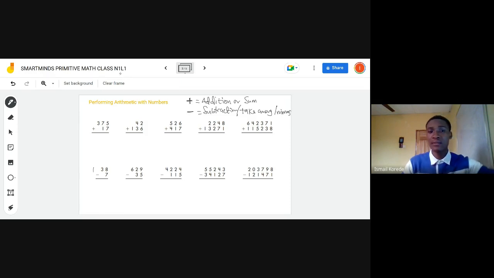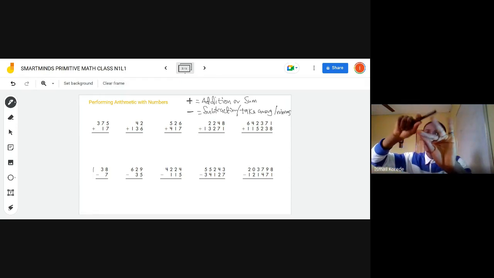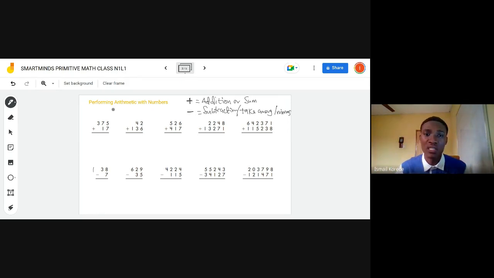Let's take that again. 5 plus 7, you have 7 in your mind, and you add 5. So 5 plus 7 is 8, 9, 10, 11, 12. So 5 plus 7 is 12. In that case, we write the unit 2, and you keep the tens to the next value.